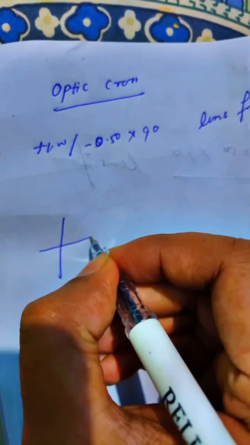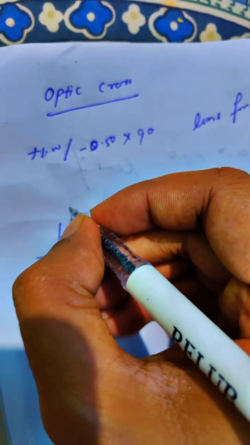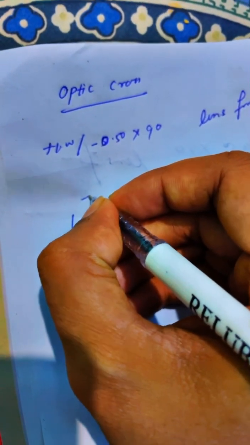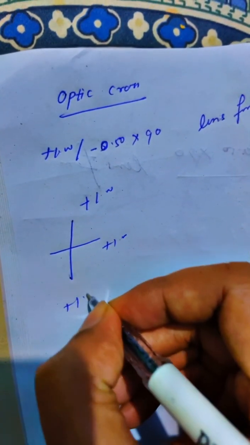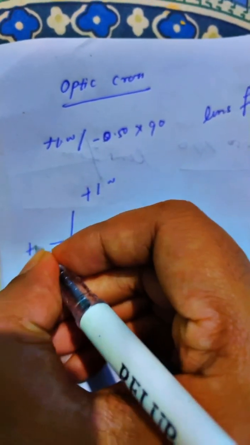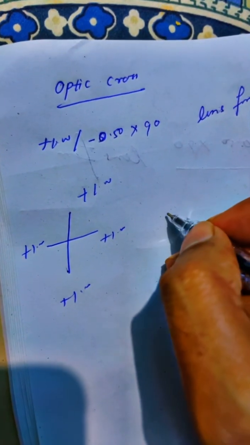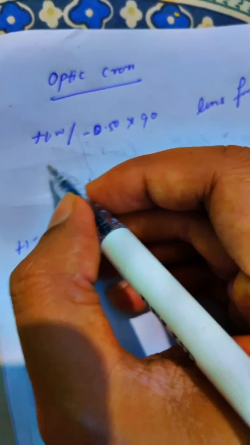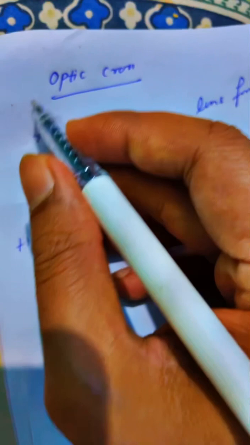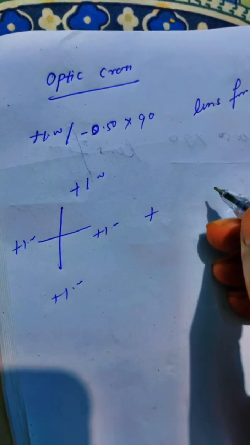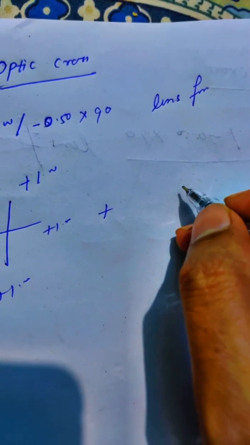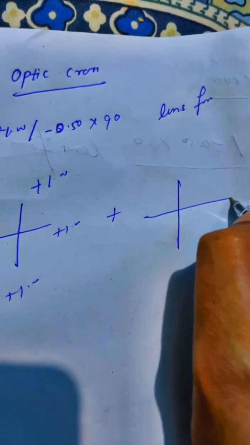Plus 1 is a sphere. Sphere will be everywhere, right? In a circle. So here also I will get plus 1. Here also I will get a plus 1. Here also a plus 1. Here also a plus 1. Right? Because in this prescription we have a spherical component and a cylindrical component also, I have to make another optic cross for the cylinder.